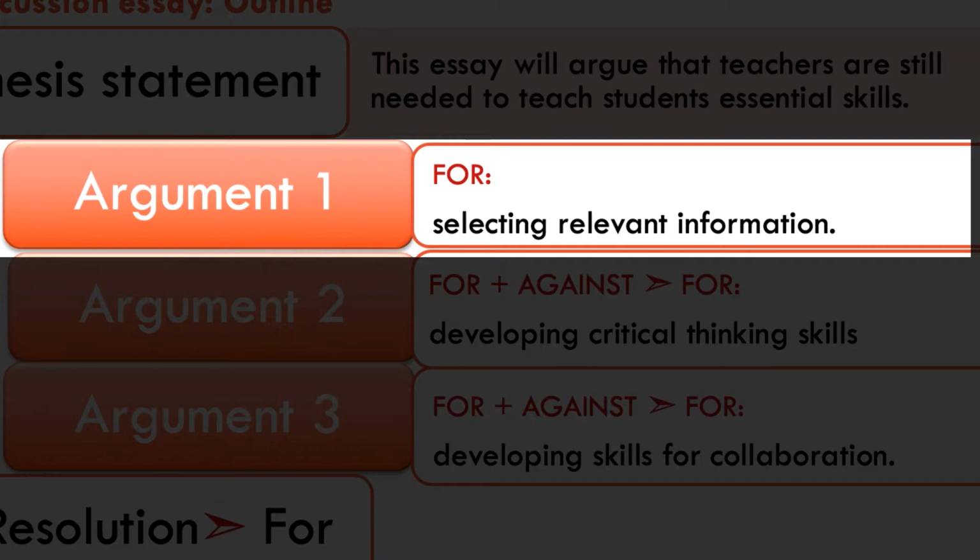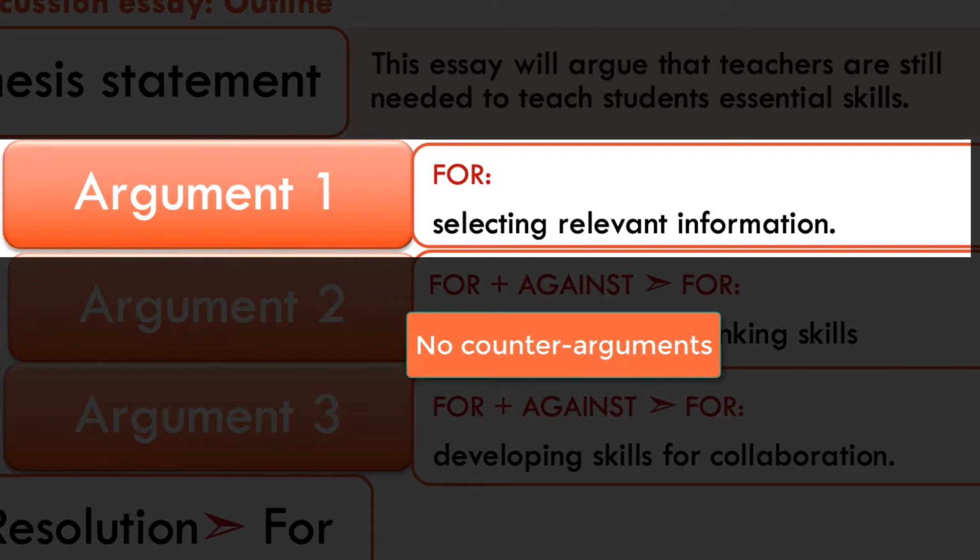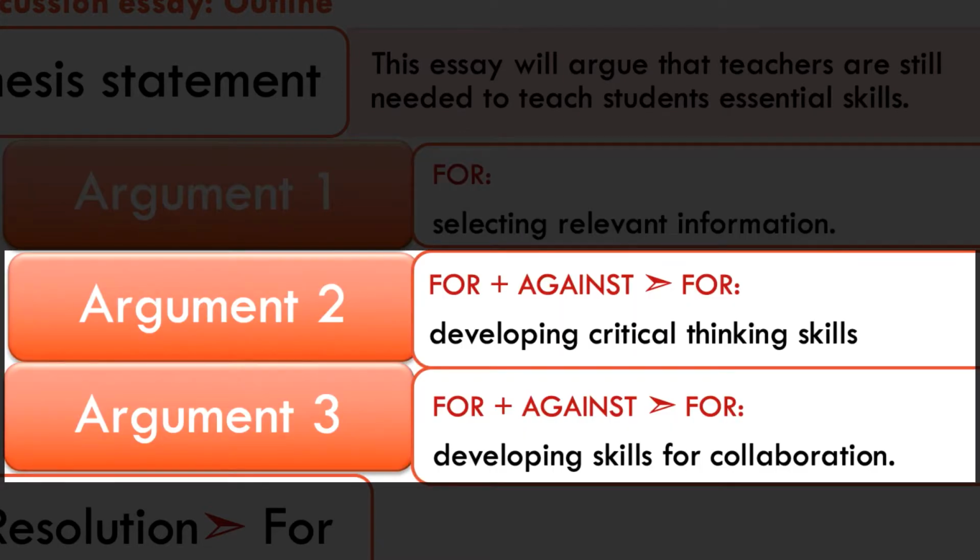Notice that this first building block in the essay is an exposition, or a one-sided argument, because it does not include any counter-argument. However, for the second and third arguments, there is some convincing evidence both for and against, and this range of evidence has been included.